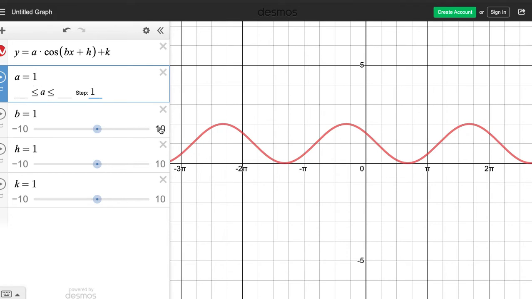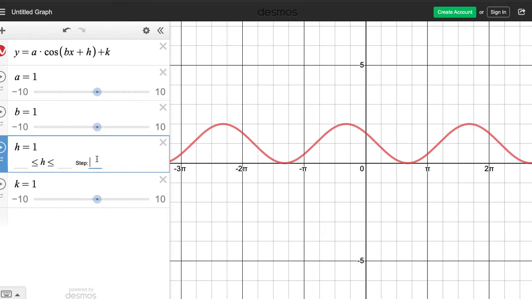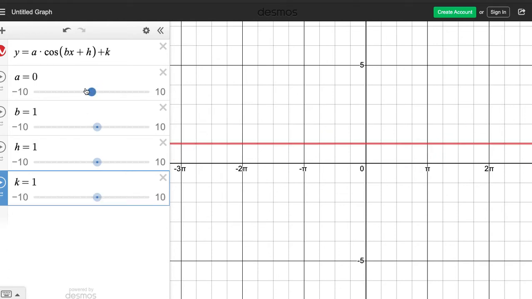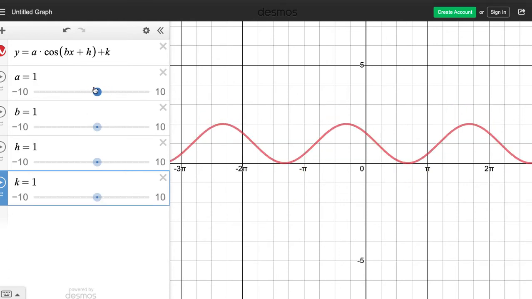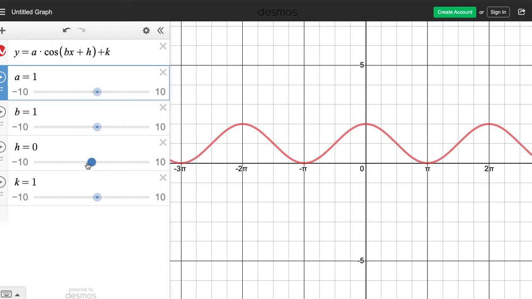For b, you can click on the 10 as well, step by 1. For the next one, step by 1. Next one, step by 1. And notice now that when I drag these sliders, they lock on to whole numbers. So everyone can click on the number, step by 1. And then the first thing that I want us to do after we do that is change h to 0. And let's change k to 0.